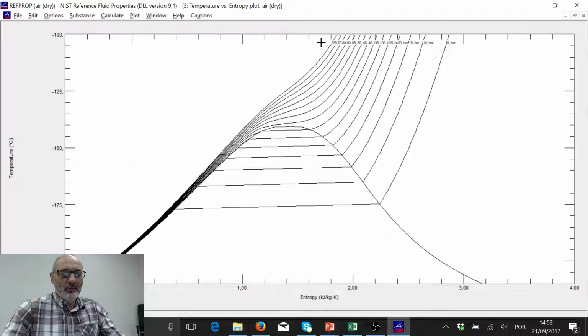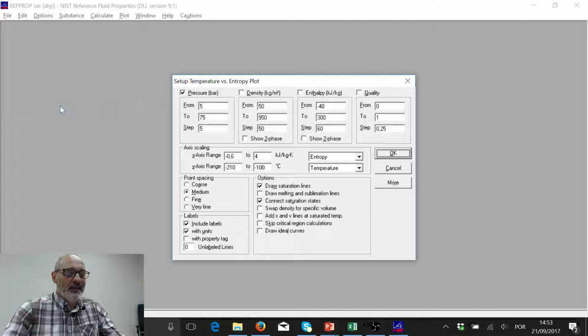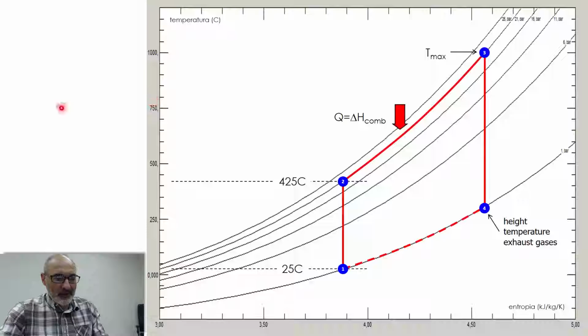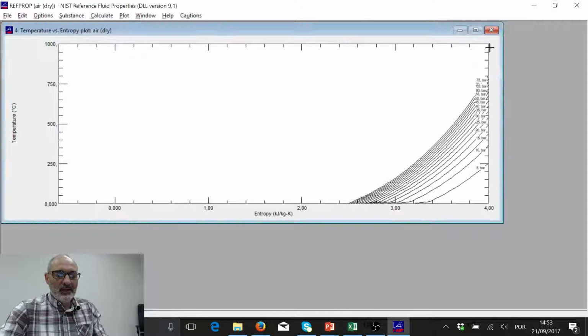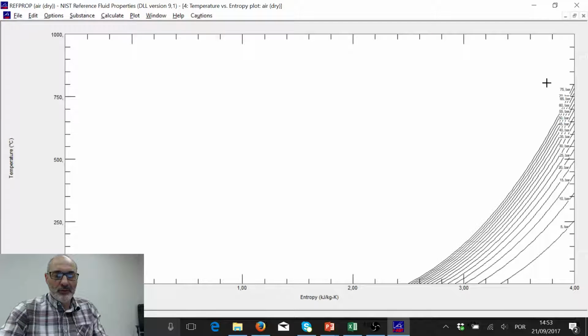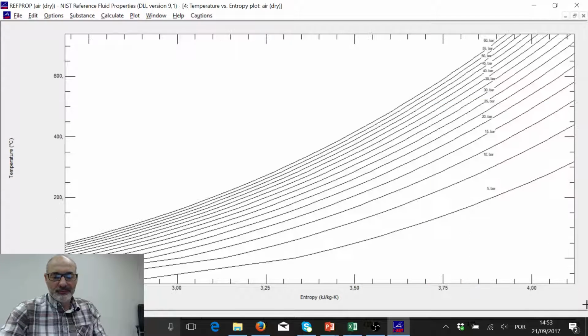So actually, the temperature is too low. It's at minus 100 degrees. I'm going to do it again, plot TS, between 0 and 1000 degrees. And that's the TS diagram. We can zoom into this region here. That's the TS diagram for air.